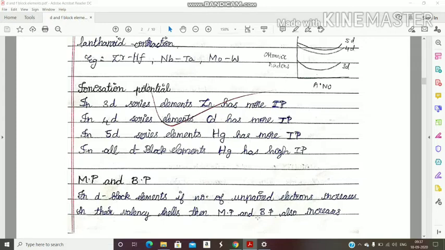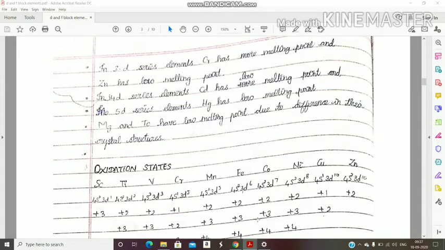So what is the answer? Chromium has more number of unpaired electrons in its valence shell. If the number of unpaired electrons increases in valence shell, then melting point and boiling point increase in case of transition elements. Next, see in 3D series, chromium has more melting point and zinc has low melting point. Why does zinc have low melting point? Because in zinc there is no unpaired electron. Automatically it will have less MP.